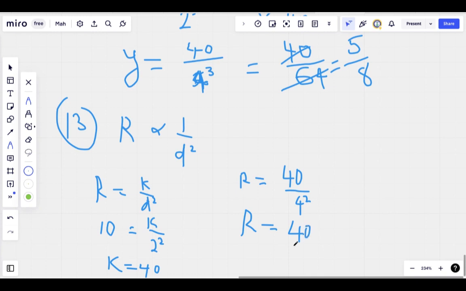Okay, I got my answer. So what's the answer? 40 over 16, and then 5 over 2, so 2.5. Yeah, correct. To be safe, I'll write both answers. Like in the one before, when we got 5 over 8, I'll write 5 over 8. But for this one, I'll write 5 over 2 and then 2.5, just to be on the safe side.